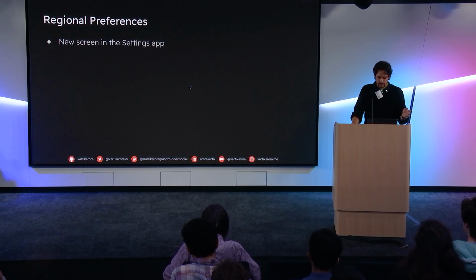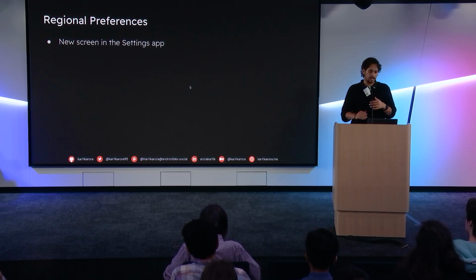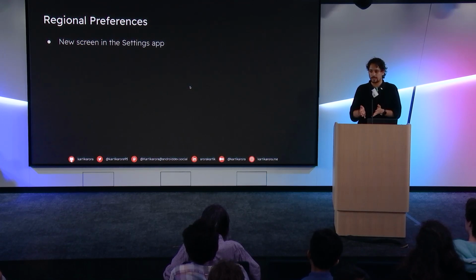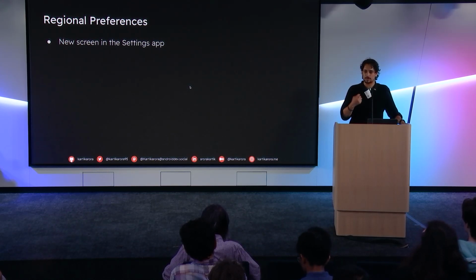So what's happened now is there's a new screen in the settings app. If you go to settings, languages, and input, you can now define regional preferences for your device, overriding what is default for your location and your locale. So for example, you're traveling to the US, and you all know US predominantly shows temperatures in Fahrenheit, but we're used to Celsius here. So you can change the fact that even though I am in US, I would still like to see things in Celsius.